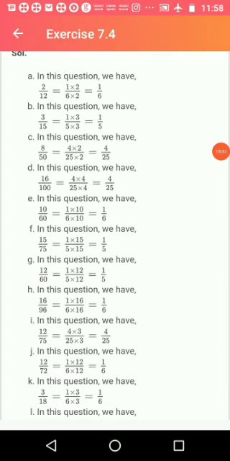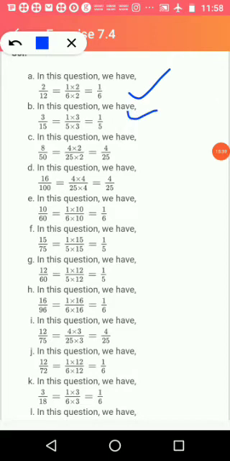So here, 2 by 12 is 1 by 6. Okay, next we have 3 by 15 is 1 by 5. You see, 1 into 3, 5 into 3, 15. 8 by 50, you cancel 8 with 2 you will get 4, and if you cancel 50 you will get 25. So it is 4 by 25.